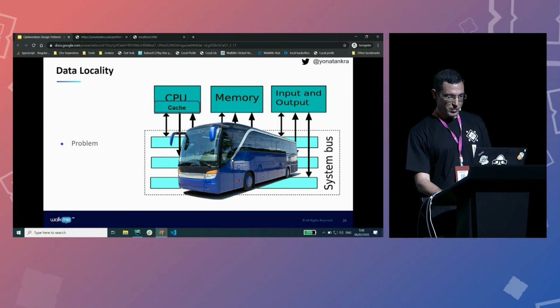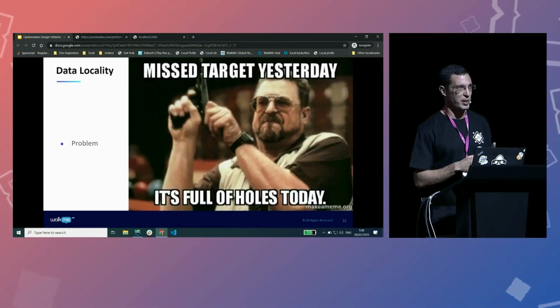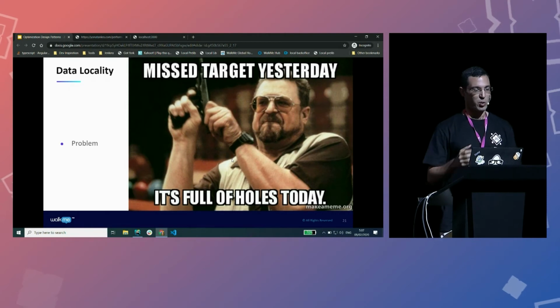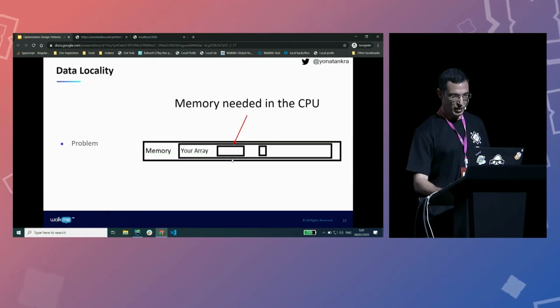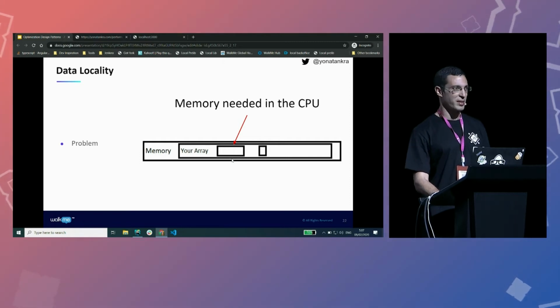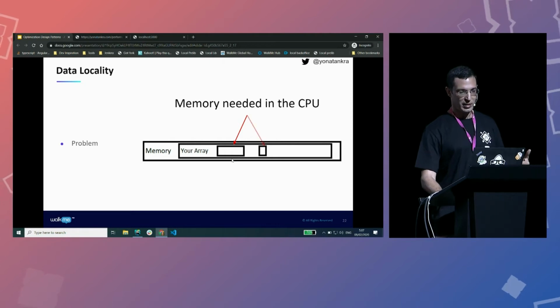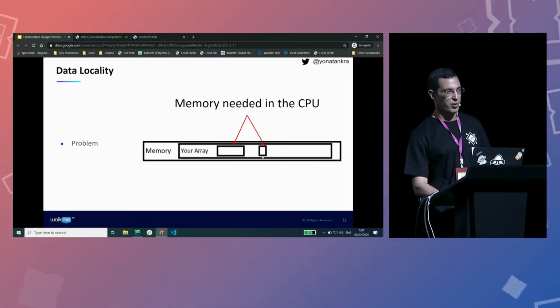And that's all good and well, but sometimes the cache misses. Okay, and that's called the cache miss. And it happens in this case. So this is the memory that we need in the CPU, and it starts to process the data. And then it finds out that it needs this part of the memory as well.